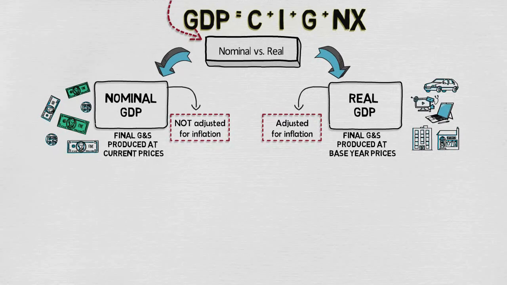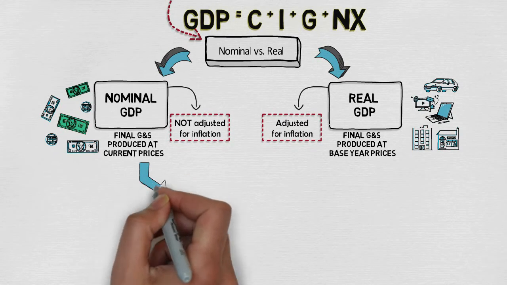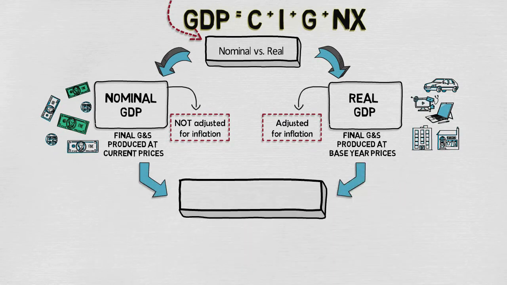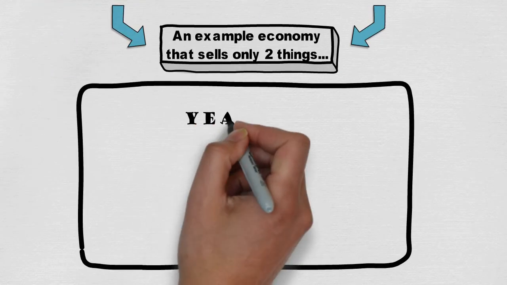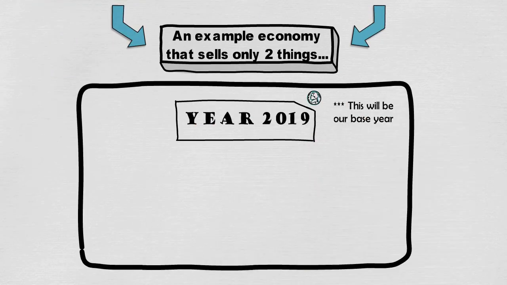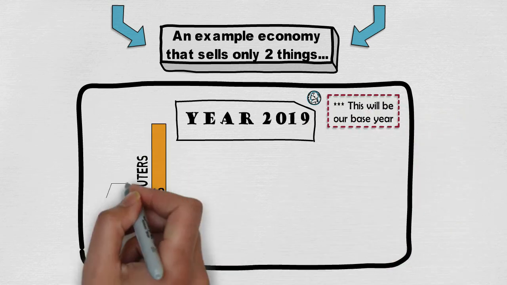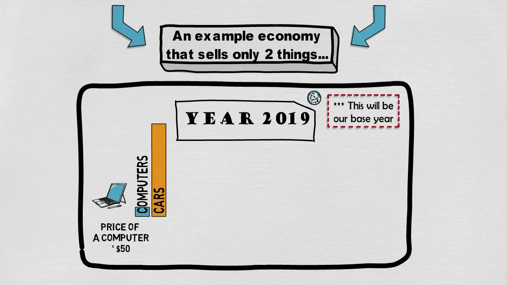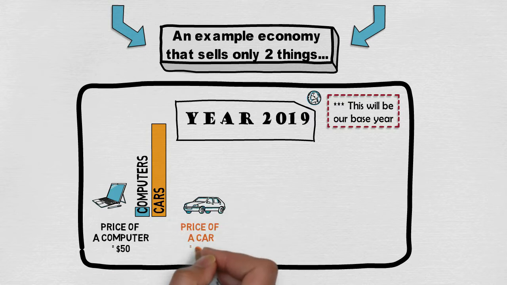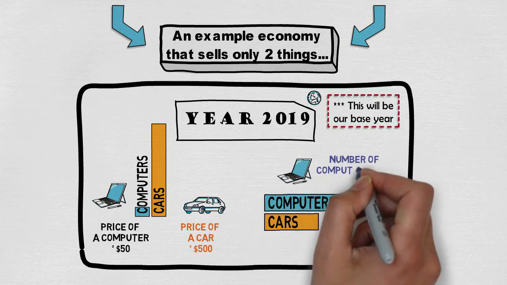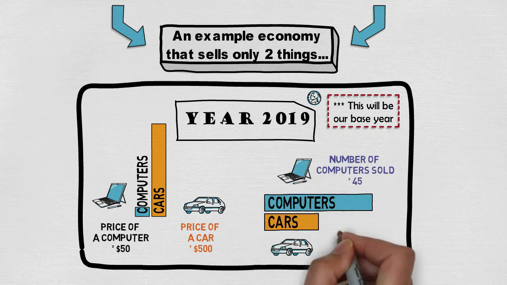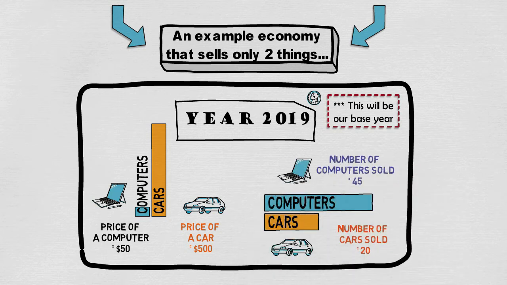Now, to see this as a comparison, let's take one example of a country that produces two things in it, and two things only. So let's say it's the year 2019, and we're going to use this as our base year for things. And in our country, we produce two things. We produce cars and computers. And let's say the price of our computers is 50, and the price of our cars is 500. And we're going to look at the output, the number of things we produce. So let's say with computers, we produce a total of 45 computers, and we produce a total of, say, 20 cars.